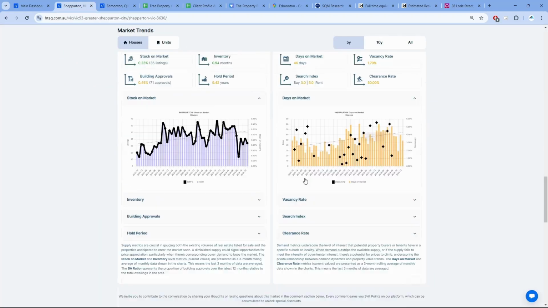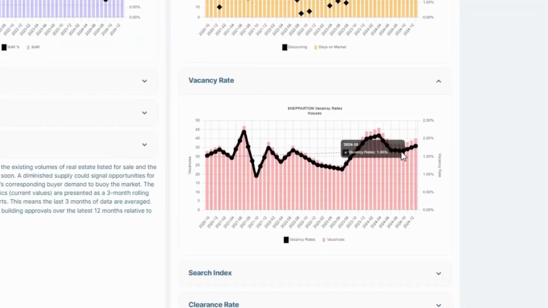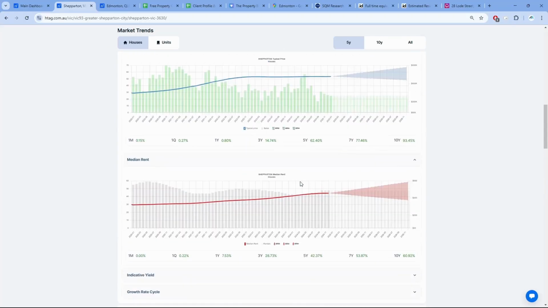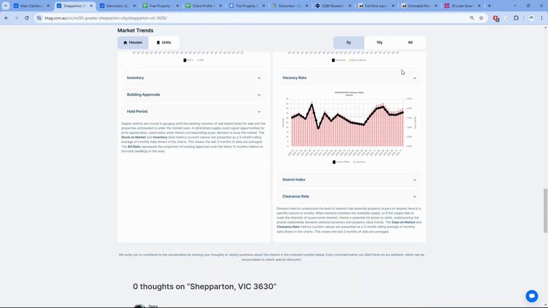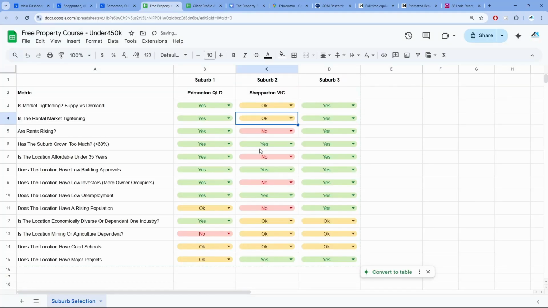So let's have a look at the rental market. Vacancy rates have been rising, but it's been steady, right? It's not great, not good. And median rents have been rising as well with about a 7% increase. But again, it's not like that downward trend we've seen in Edmonton, for example. So once again, I'm going to put that's okay for the rental market tightening and the rents are rising.